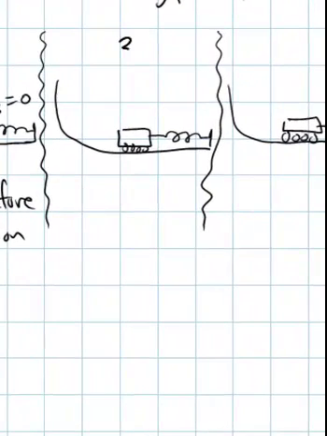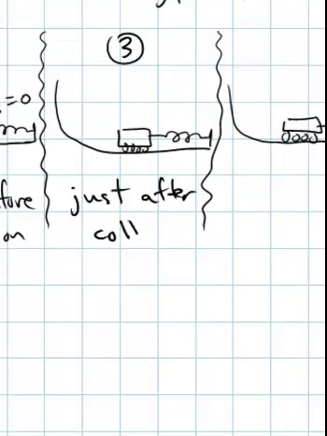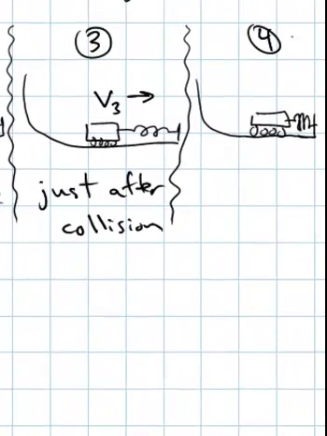And in condition 3, time 3 here, they've stuck together. This is just after the collision. The split second after the collision, the 2 masses have become 1, and I'm just going to call that V3. And at time 4, they come to rest. The spring is compressed. So V4, this is our final state.